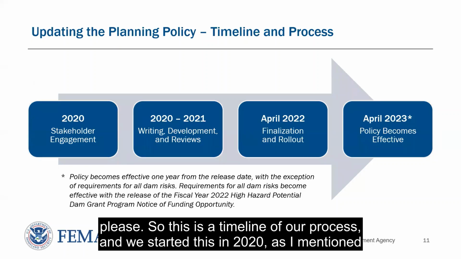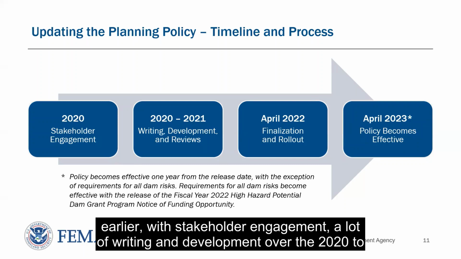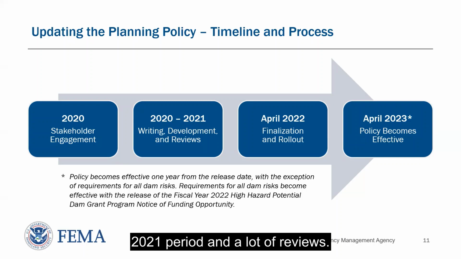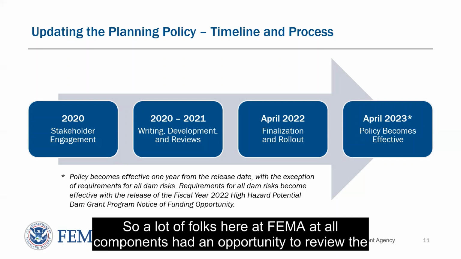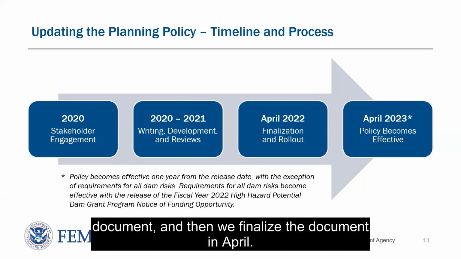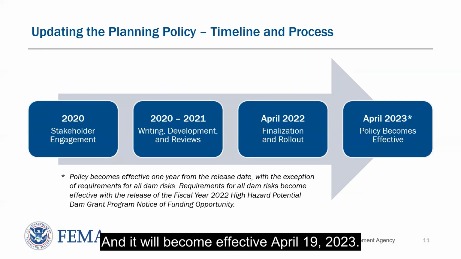So this is a timeline of our process. We started this in 2020, as I mentioned earlier, with stakeholder engagement. There was a lot of writing and development over the 2020 to 2021 period, and a lot of reviews. A lot of folks here at FEMA in all components had an opportunity to review the document, and then we finalized the document in April, and it will become effective April 19th, 2023.